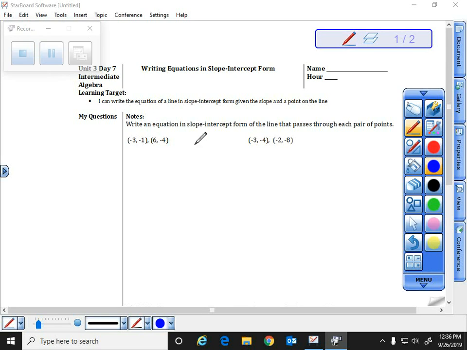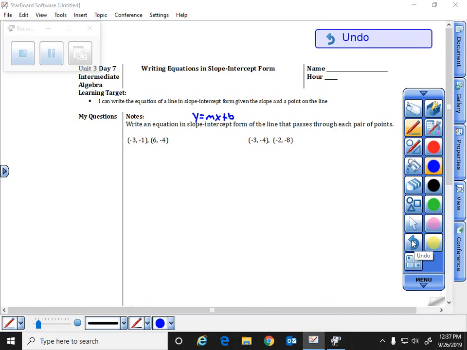All right, Unit 3, Day 7, writing equations in slope-intercept form again. I can write the equation of a line in slope-intercept form given the slope and a point of a line, or just given 2 points and you'd have to find the slope. So let's look at this here. We are going to be putting it into y equals mx plus b.